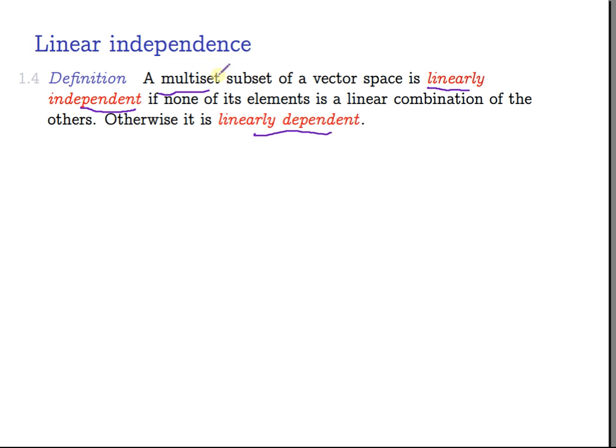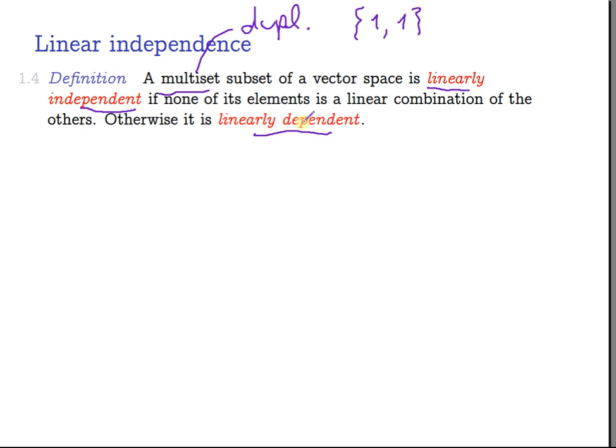We're talking about multiset subsets. What's a multiset? A multiset just means you could have duplicates. For instance, we talked about how 1, 1 is a multiset, but it's not really a set. A set doesn't allow duplicates. A subset of a vector space means we're looking at a set of vectors that lies within a particular space. And that set is linearly independent if none of its elements is a linear combination of the others. So it's kind of a negative definition.